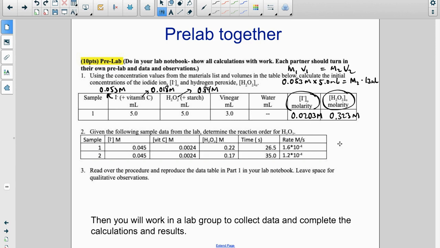So we calculated that, and then a little exercise to make sure people are okay getting reaction orders. You reproduce a data table from your lab notebook, and then the group works together to collect the data and complete the calculations and results.